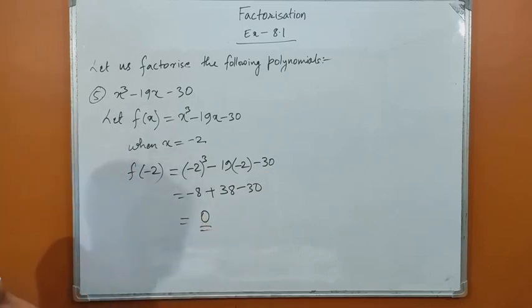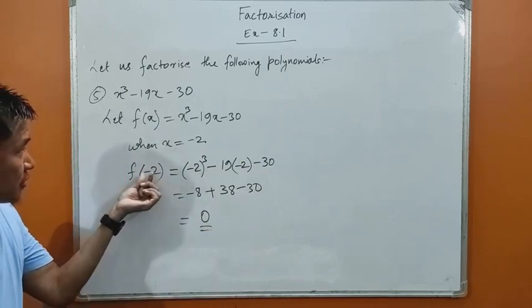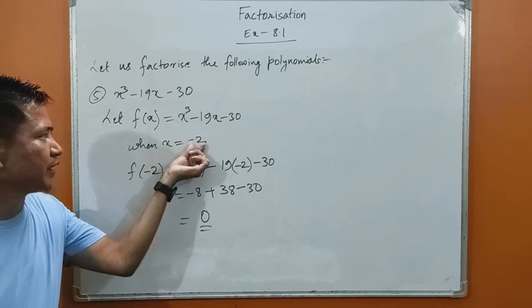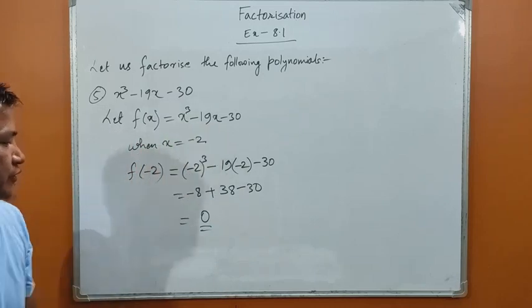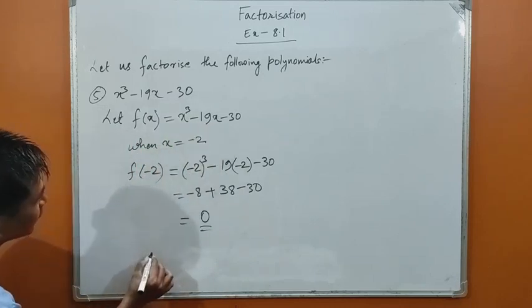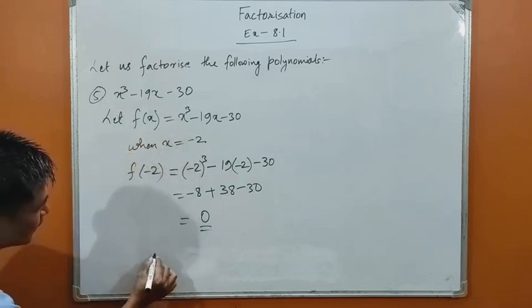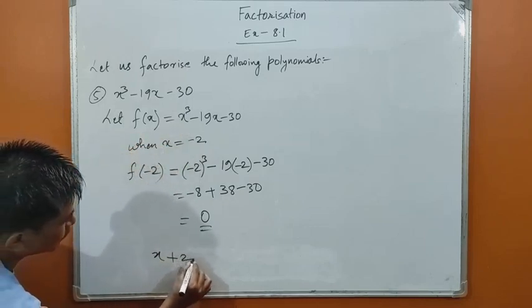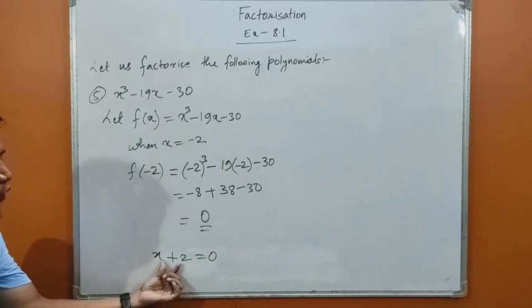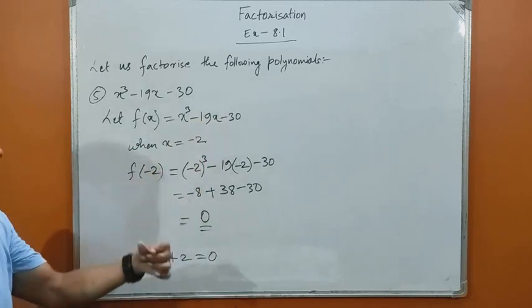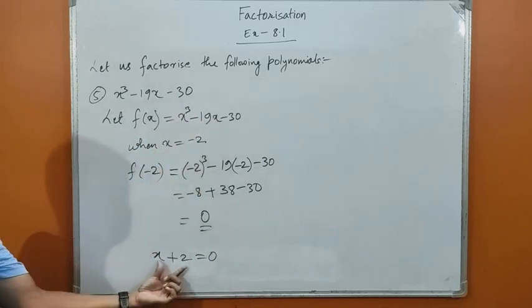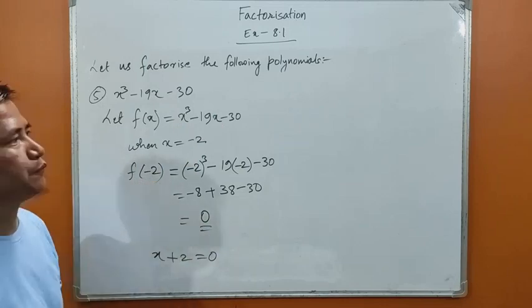So when x was minus 2, this expression becomes 0, isn't it? So let us bring this minus 2 to the left hand side. X plus 2 equals 0. So x plus 2 is a factor of this expression, because when this expression is divided by x plus 2, the remainder f(minus 2) became 0.